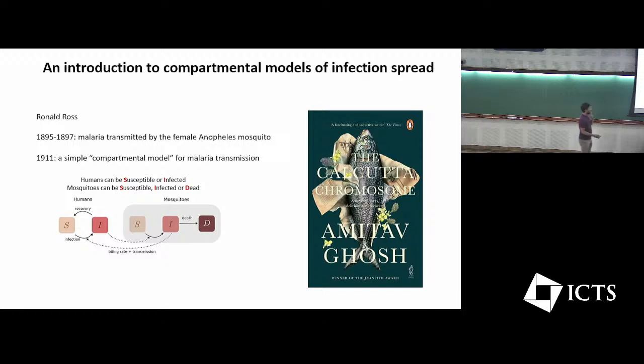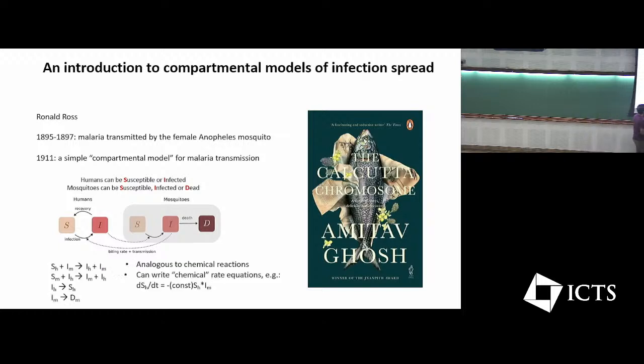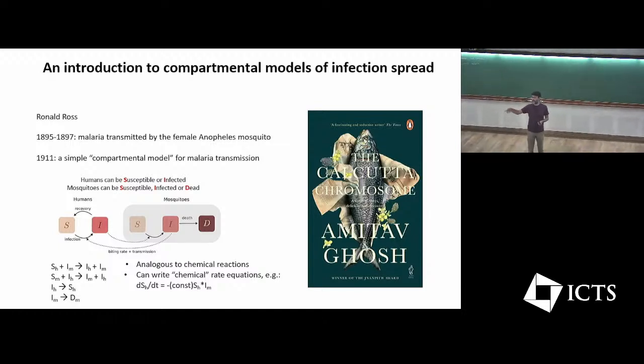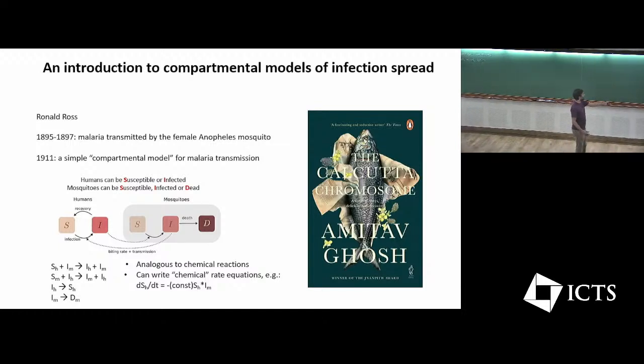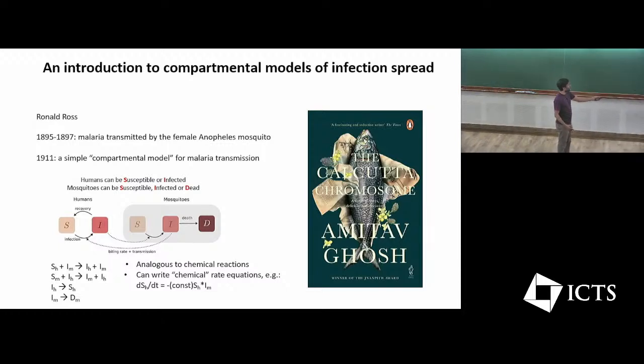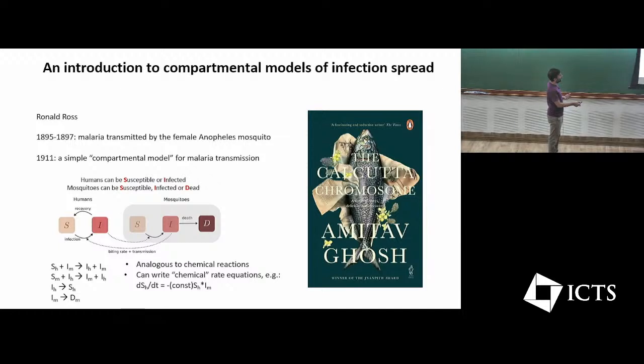So what can one do with a model like this? The point is that one can actually start to write down mathematical equations to tell you how the numbers in these different compartments, the number of people in this compartment, or the number of mosquitoes in this one, change with time. And it's very similar to writing a chemical reaction, right? So here is a chemical reaction way of writing that a susceptible human meets an infected mosquito, and the result of that interaction is an infected human and the mosquito is still around, right? So it's exactly like a chemical reaction.